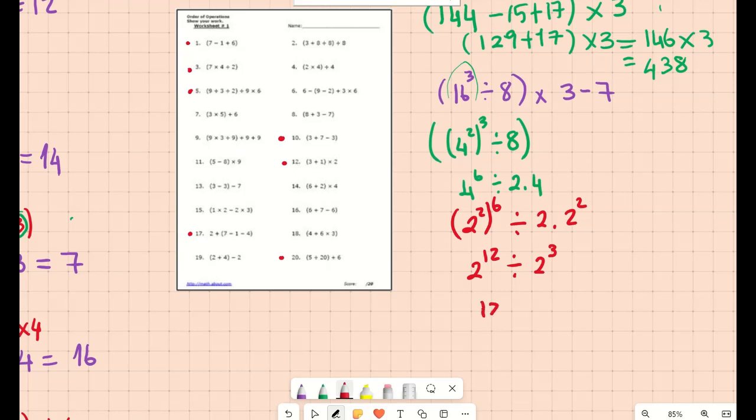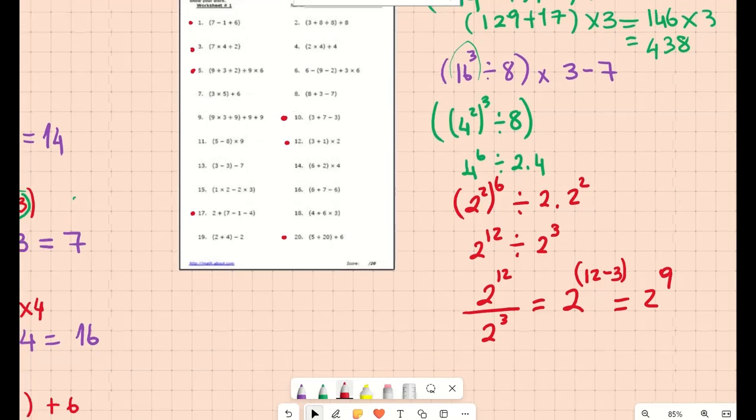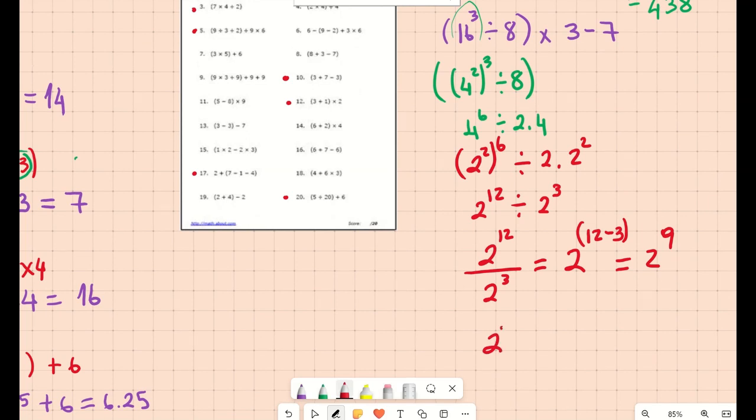Last week you learned this. 2 to the power of 12 divided by 2 to the power of 3 means you write 2 to the power of 12 minus 3 in here. And this will be 2 to the power of 9. Okay, so I write that. I write 2 to the power of 9. Then I write the rest of the problem, times 3 minus 7.